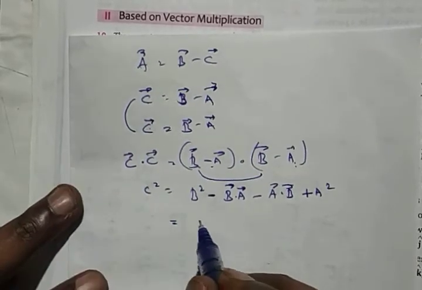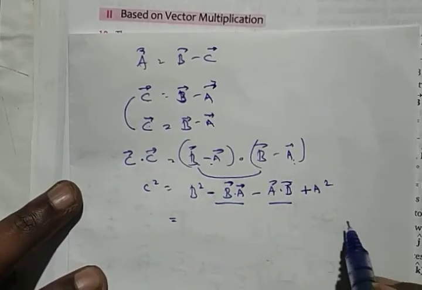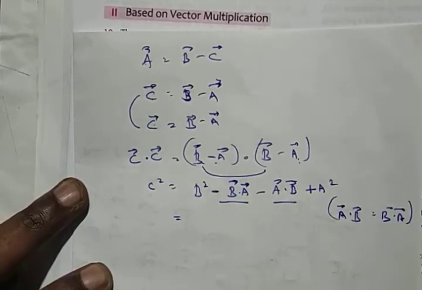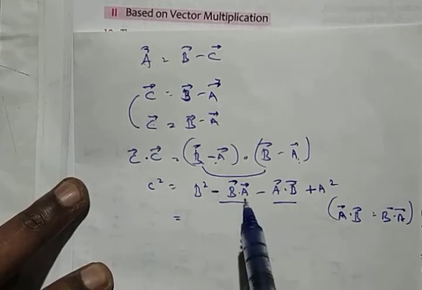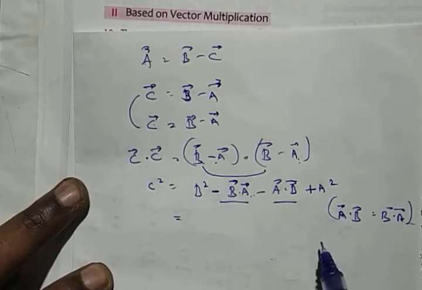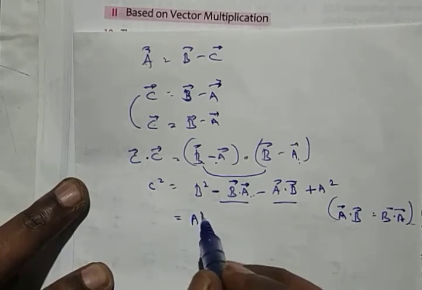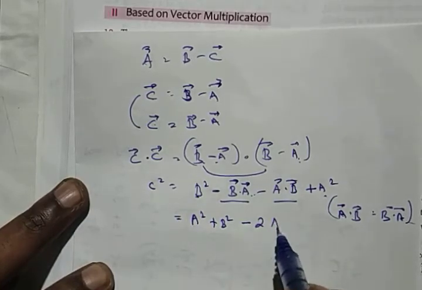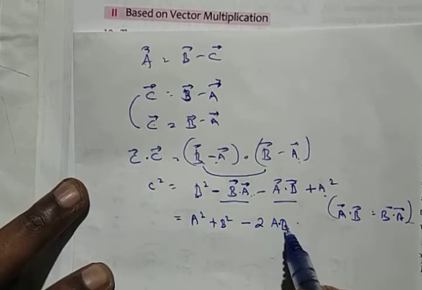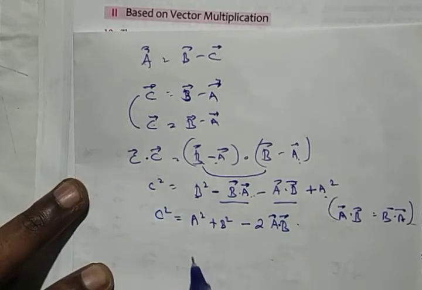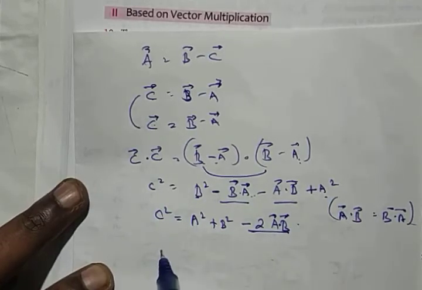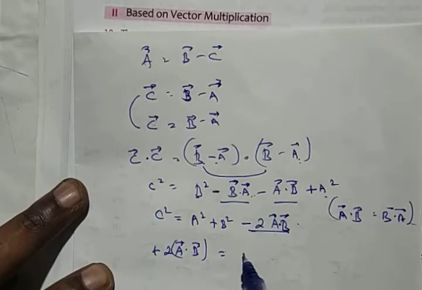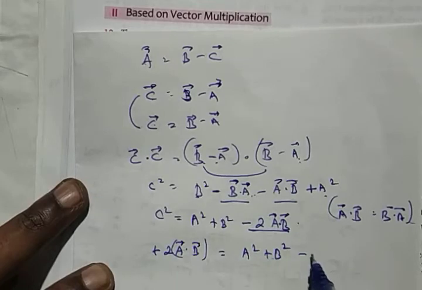If you see these 2 things, A dot B is equal to B dot A. We already know this because of the commutative law, it is equal. So even if you reverse A dot B, it is going to be the same. So you get here A square plus B square combined together, minus 2 A dot B, that is C square. A dot B, this one you take to the other side, plus 2 A dot B is equal to A square plus B square minus C square.